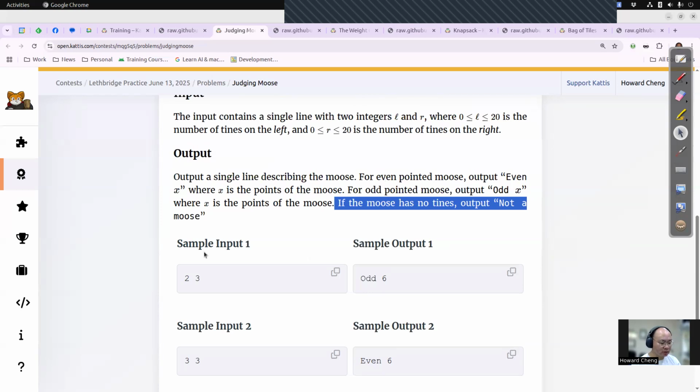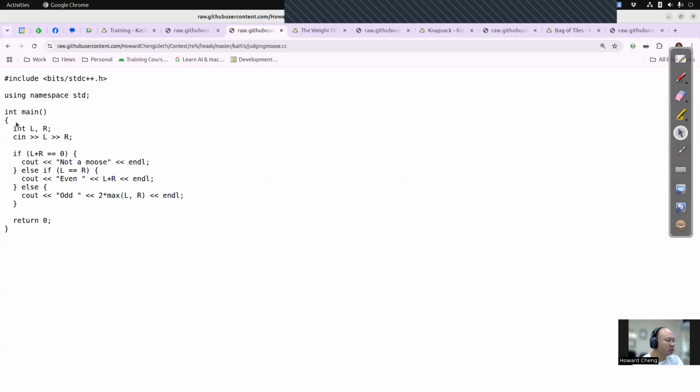Okay, so this one, there's not really much to say, so I'll just go straight to the code. You read in the left and right. This is just one way to check if they're both 0, but of course there are other ways, it doesn't really matter. If they're both 0, then it's not a moose. If they're both the same, then it's an even followed by the number that's just the sum of the two. Otherwise, it's an odd, and then I multiply 2 times the maximum. And that's pretty much it.